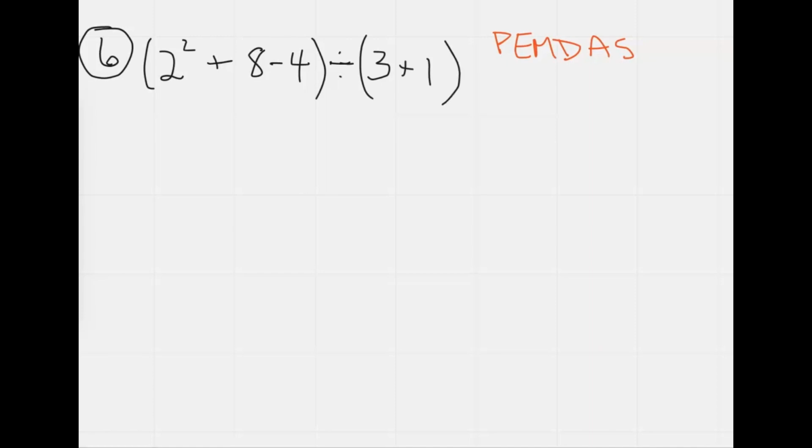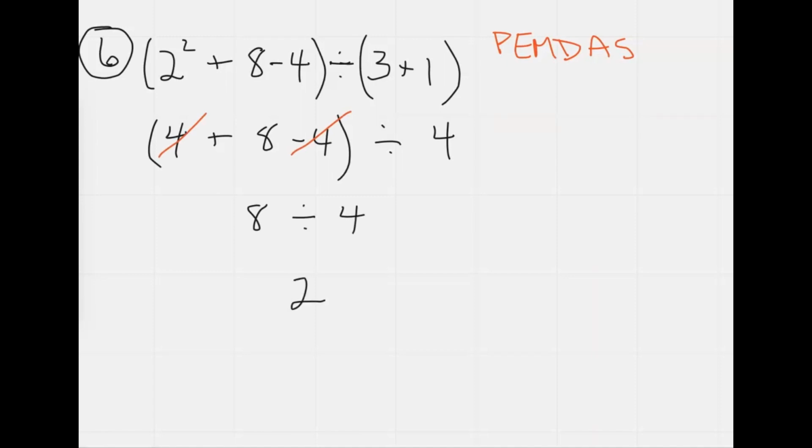Let's do one final example. In brackets, let's have 2 to the power of 2 plus 8 minus 4, and then divide this by, in brackets, 3 plus 1. 2 to the power of 2 gives us 4, and then we have 4 plus 8 minus 4. In our other set of brackets, we can solve 3 plus 1 and write in 4. Looking back at our brackets, we can see that there is a plus 4 and a minus 4 that cancel each other out, so now we have 8 divided by 4 as our simplified expression. And this gives us 2 as a final answer.